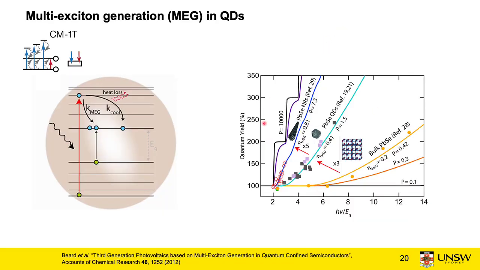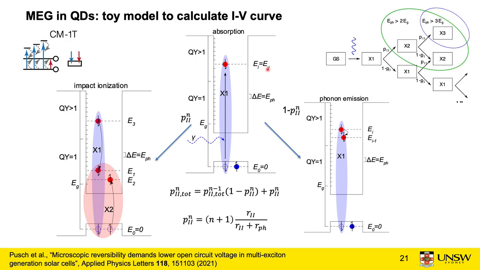Therefore, building a model for the external quantum efficiency of a multi-exciton generation solar cell, some example results are shown here, as a function of ratio between photon energy and bandgap, requires analyzing the competition between phonon relaxation and impact ionization. This can only be achieved with a non-equilibrium model. If we want to understand how the voltage in the multi-exciton generation cell arises, we may be able to go back to quasi-equilibrium. Let us look at a simple model for the EQE.